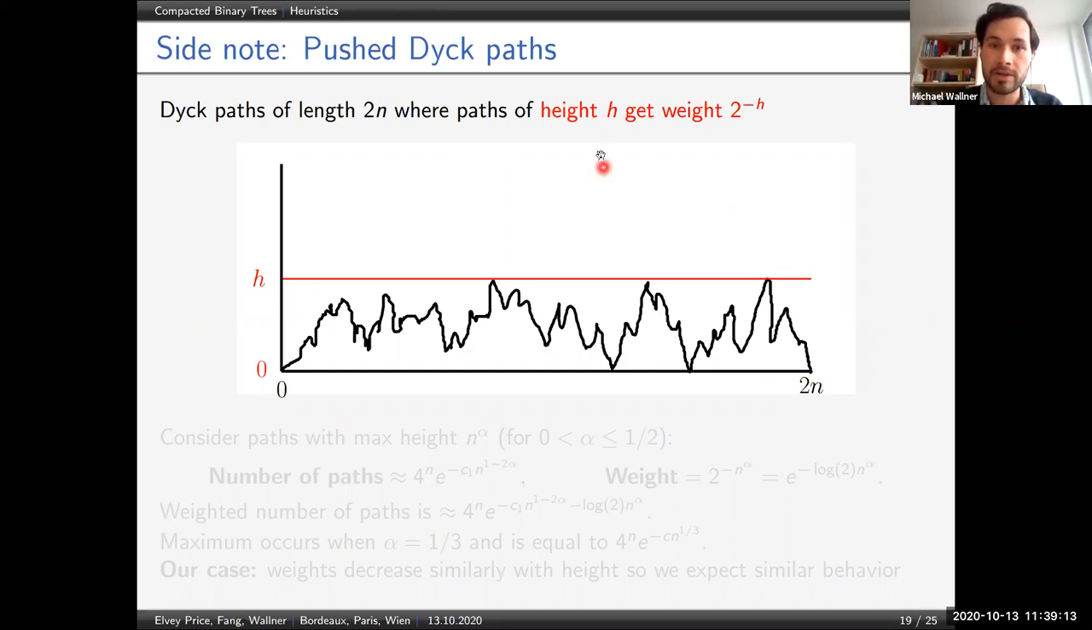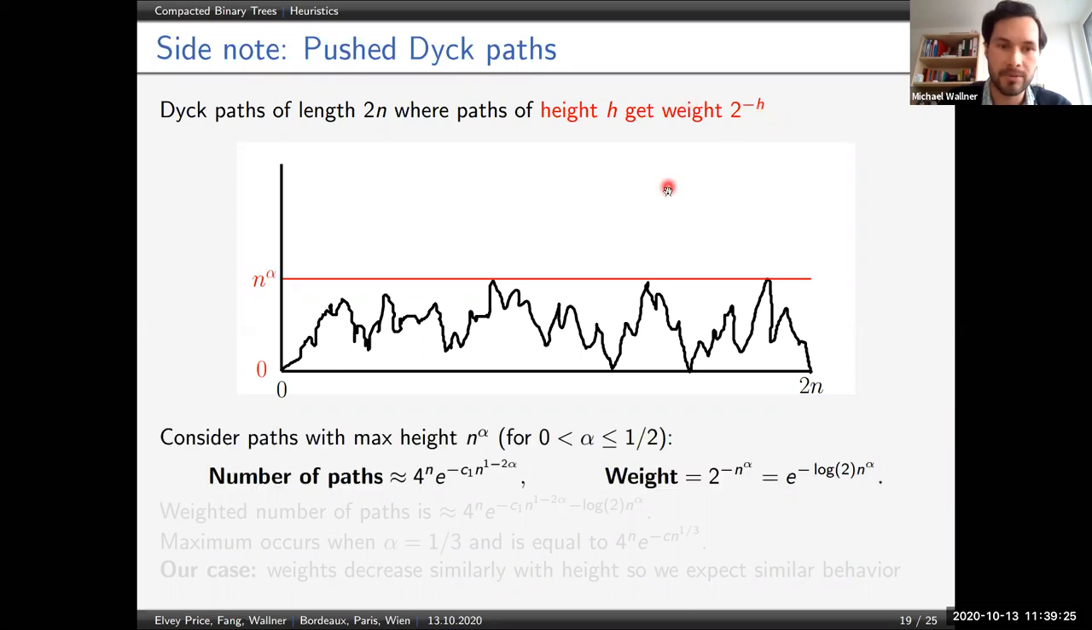And if a path reaches height h, we give it a weight 2 to the -h. So the higher it gets, the less weight we give it. So we want to punish it if it goes too high up. And then something nice happens. So let's consider paths with maximal height n to the alpha. So here h, let's say, is n to the alpha.